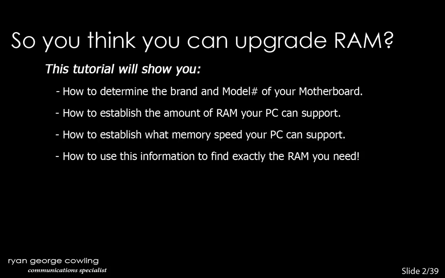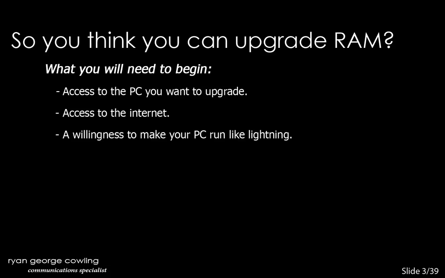In 3 steps, this tutorial will show you how to determine the brand and model number of your motherboard, how to establish the amount of RAM your PC can support, how to establish what memory speed your PC can support, and how to use this information to find exactly the right RAM. All you will need is access to the PC you want to upgrade, access to the internet, and a willingness to make your PC faster.